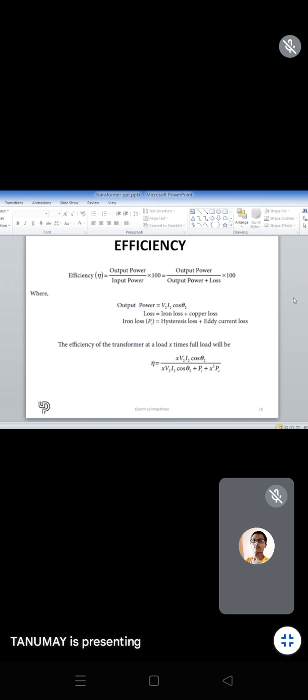Clear? Similarly, efficiency. What is efficiency? That is output power by input power. So what is output power? You are getting VI cos phi. And what is input power? That is output power plus losses. I told you why: the transformer tries to extract power from the supply to overcome the output power and the losses. That's why input power equals output power plus losses.